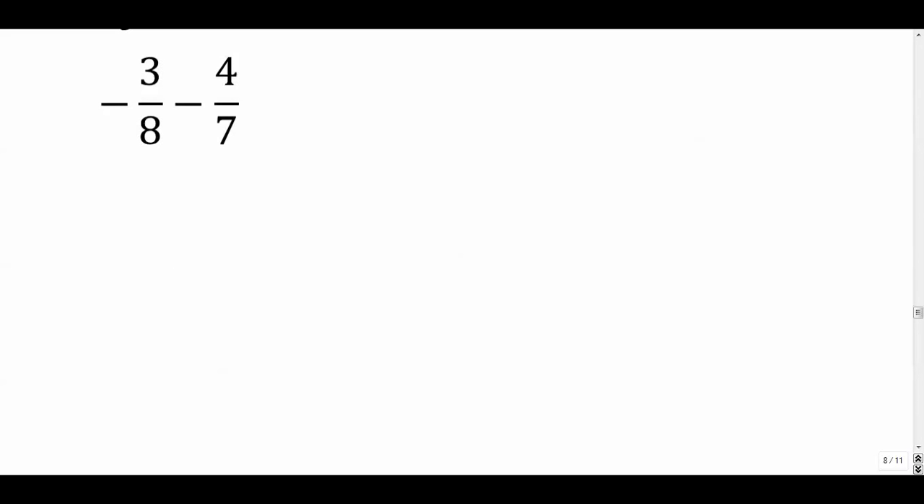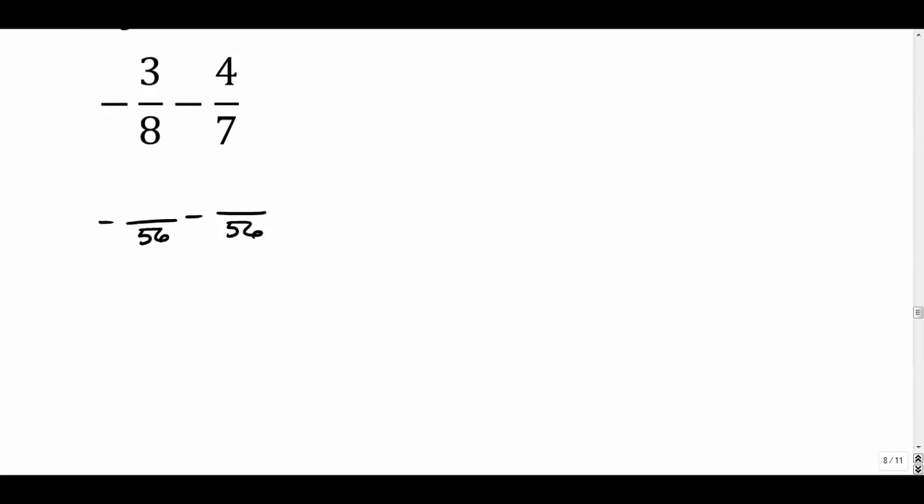We don't have common denominators, so I'm going to... The easiest way to find common denominators is just to multiply the bottom two together. It might not always be the least common denominator, but it'll always be common. So 8 times 7 is 56. So I'm going to change both of these fractions to something over 56.